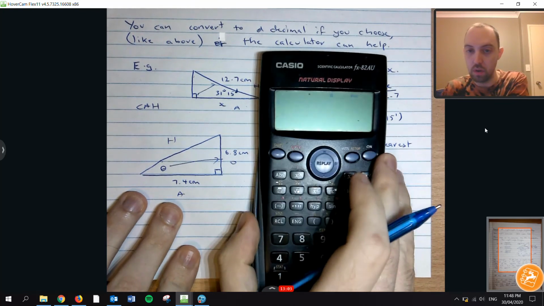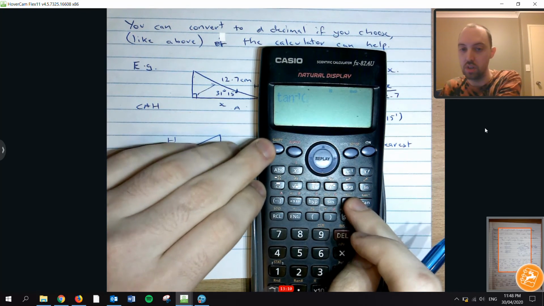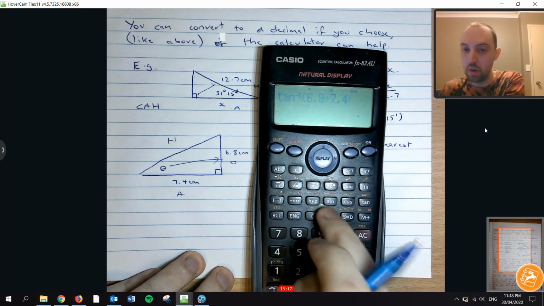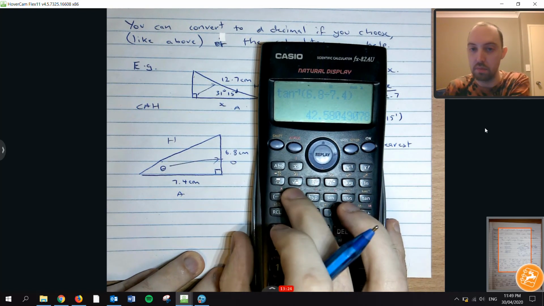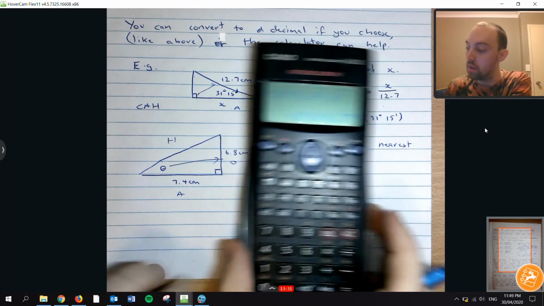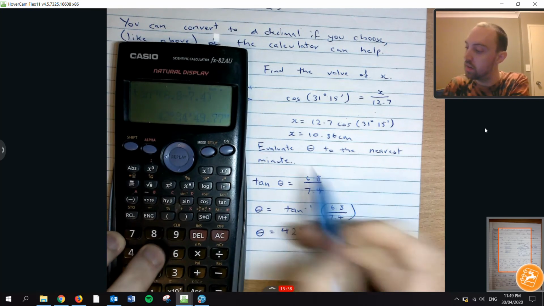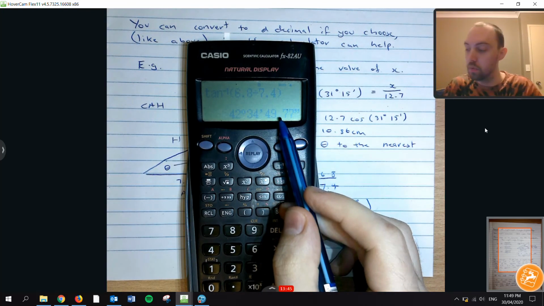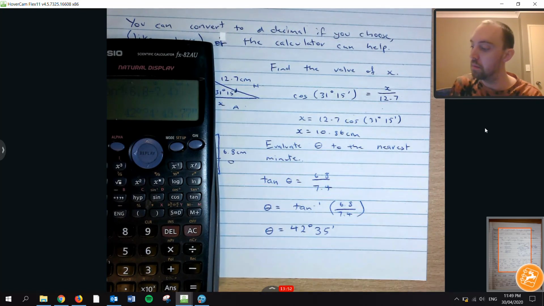Alright, let's see if this works. We've got tan to the -1. You might need to use the shift button, and we've got 6.8 divided by 7.4, close bracket, equals, that gives me a decimal. If I hit the degrees, minutes, seconds button, then it converts it to degrees, minutes, seconds. Fancy that. So I have theta is 42 minutes, to the nearest minute. 49 seconds is pretty close to the full 60, so we're going to be rounding up here, making it 35 degrees and 43 minutes.